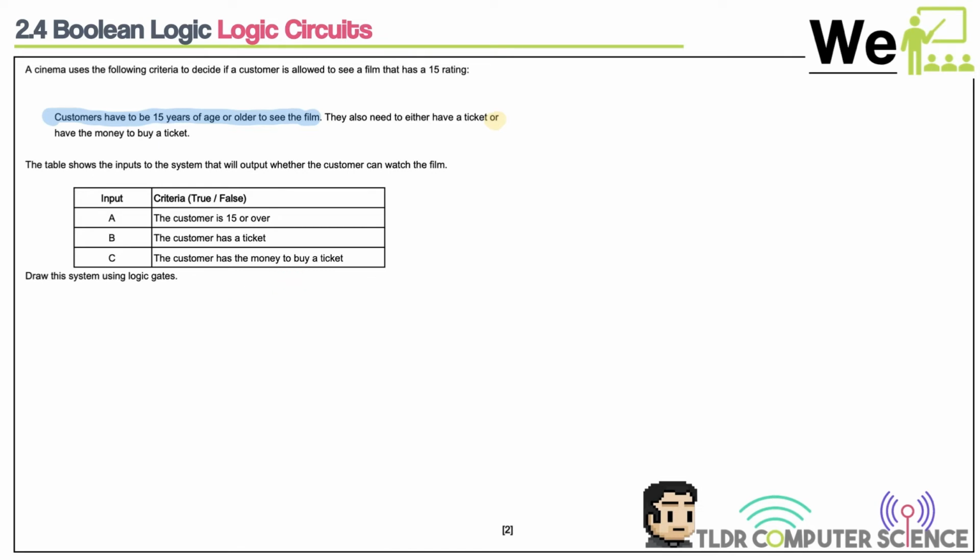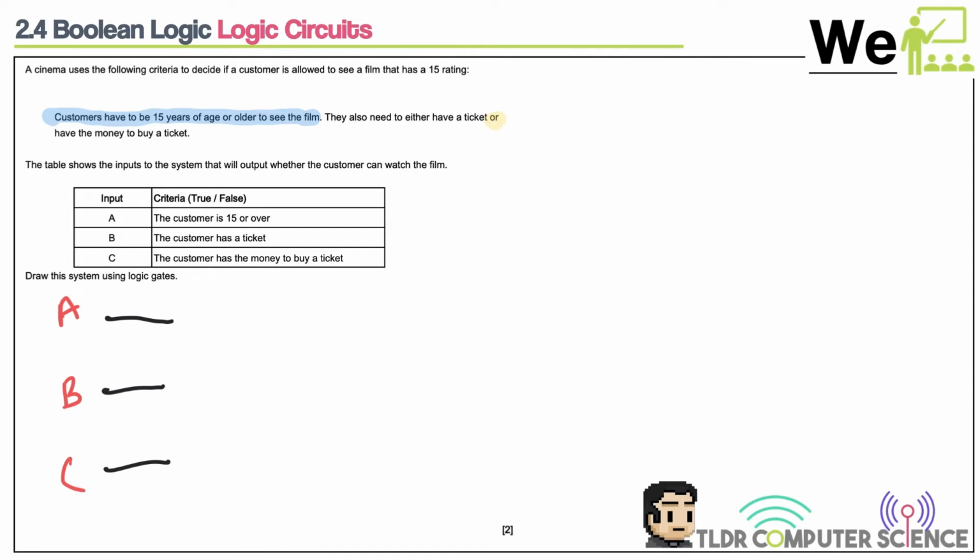So I'm going to put my inputs here first of all. So I'm going to do my 3 lines for my 3 different inputs. So I've got this one. In fact, let me just label them A, B, and C. And each of these are lines coming in. Okay. So the customer has to be 15 or over, so that's a guarantee. While the other one is the customer has a ticket or has the money to buy a ticket, or as they've highlighted here, so I think we're doing OR.